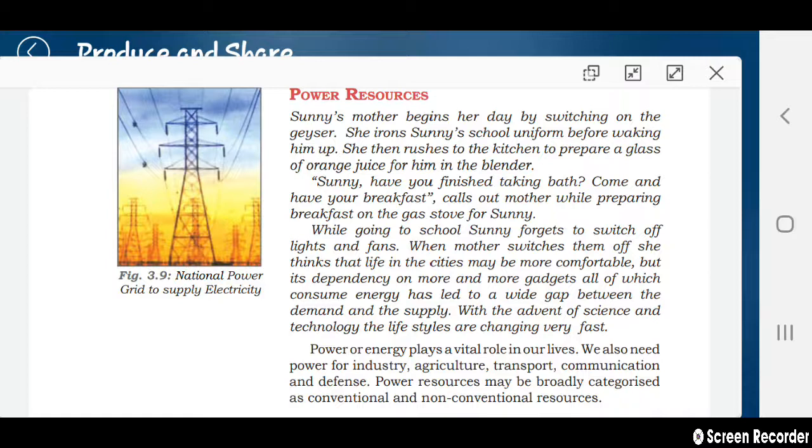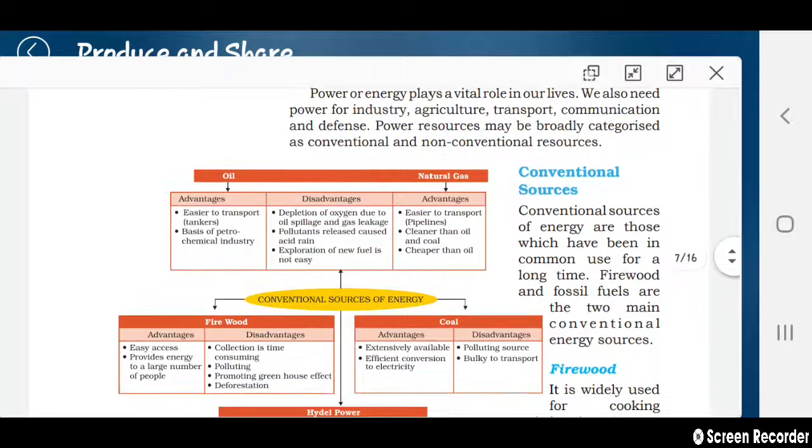After his bath, his mother calls. While preparing breakfast on the gas stove for Sunny, and while going to school, Sunny forgets to switch off the lights and fans. When mother switches them off, she thinks that life in the cities may be more comfortable, but the dependency on more and more gadgets, all of which consume energy, has led to a wide gap between the demand and the supply of electricity. With the advent of science and technology, lifestyles are changing very fast.